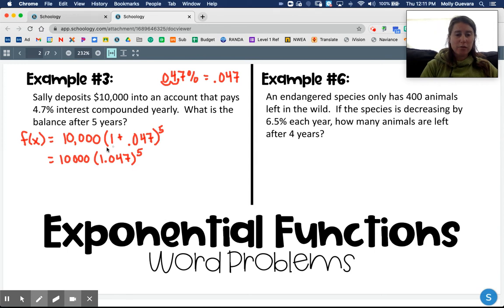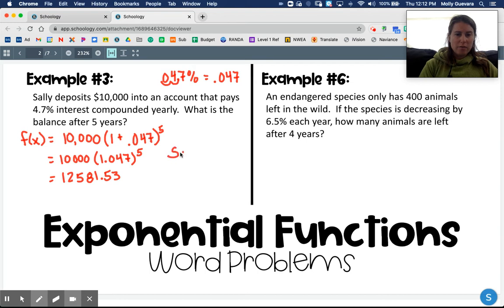Again, I do this part first. Do 1.047 to the 5th first. Then I do times 10,000. And you get about 12,581.53. Make sure that you are checking your work on a calculator to make sure you are getting that answer. Because if you're not, you're entering something into your calculator wrong.